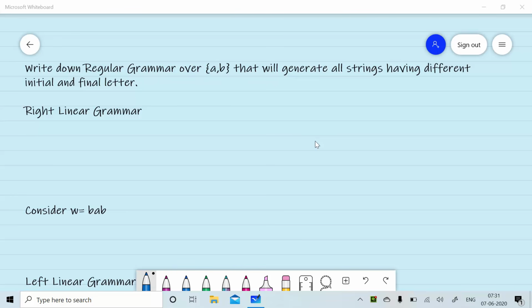Now we will consider another problem in which we want to design a regular grammar over a and b that accepts all strings having different initial and final letter. So if it is starting with a, it must end with b. If it is starting with b, it must end with a. So we can write its regular expression as a(a+b)*b + b(a+b)*a. So if it is starting with a, it will end with b. If it starts with b, then it must end with a.